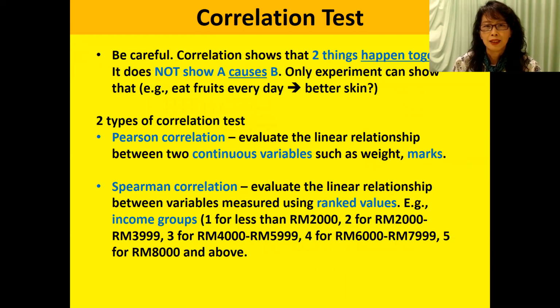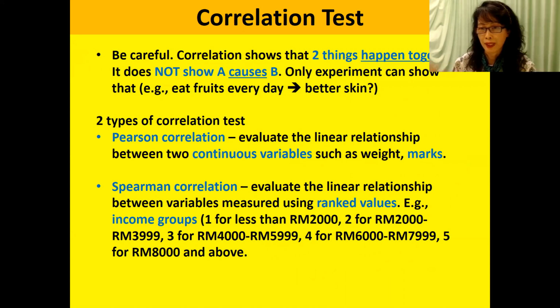And finally, when you use correlational tests, you need to be careful when you write the results, whether it is writing the aim of the study or reporting the results. Remember, correlation shows that two things happen together. It does not show that one causes the other. Only experiments can show cause and effect.